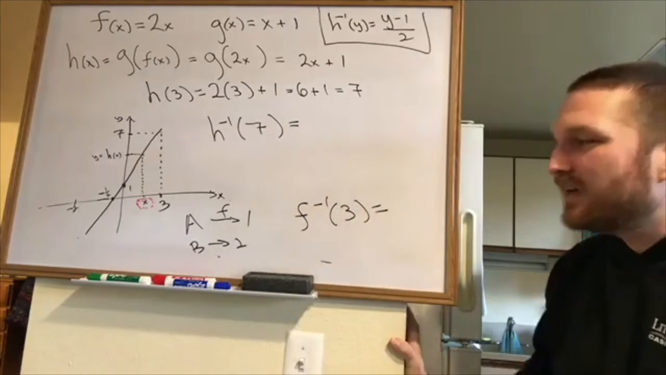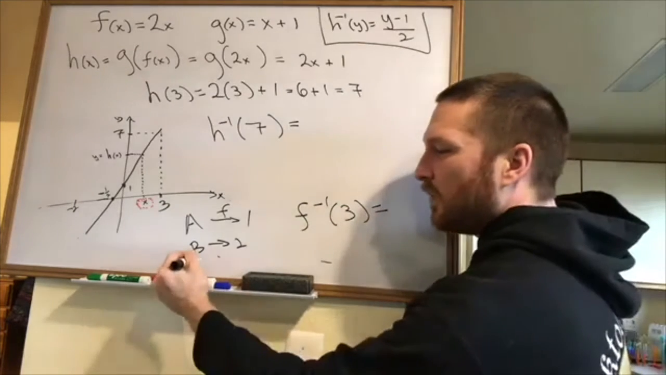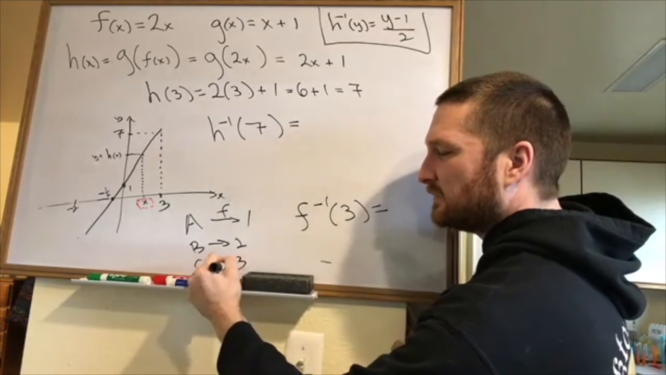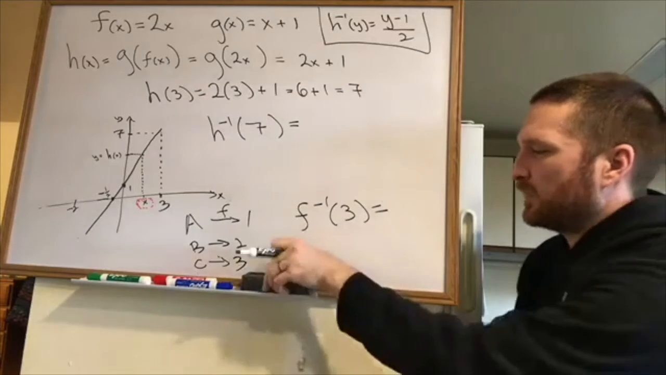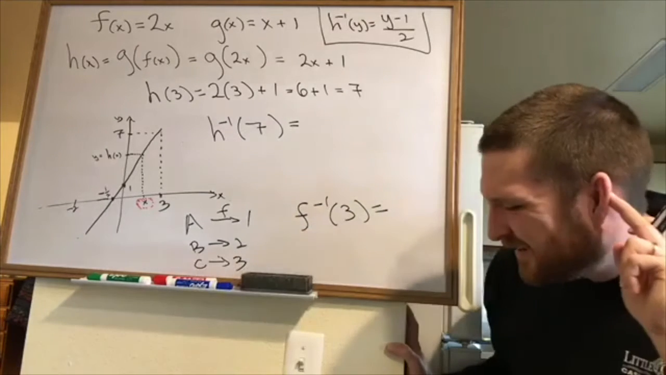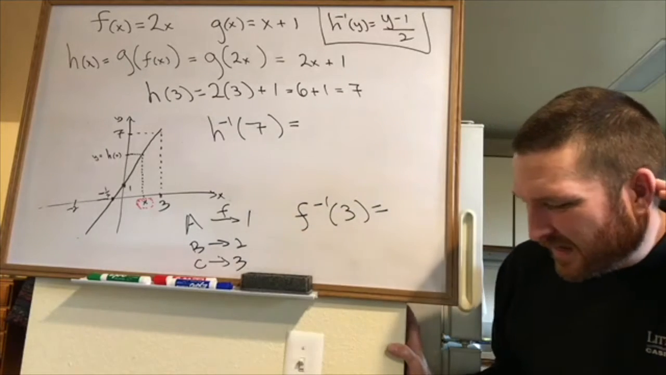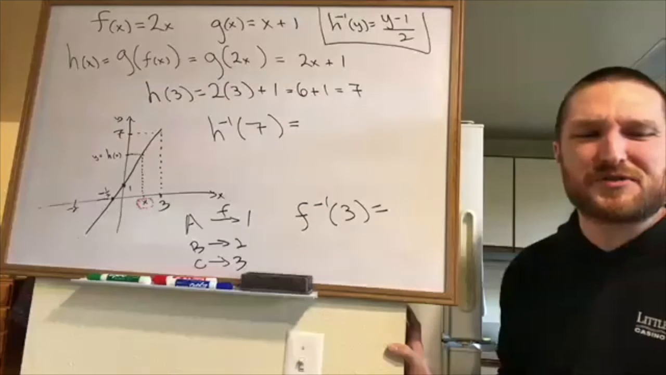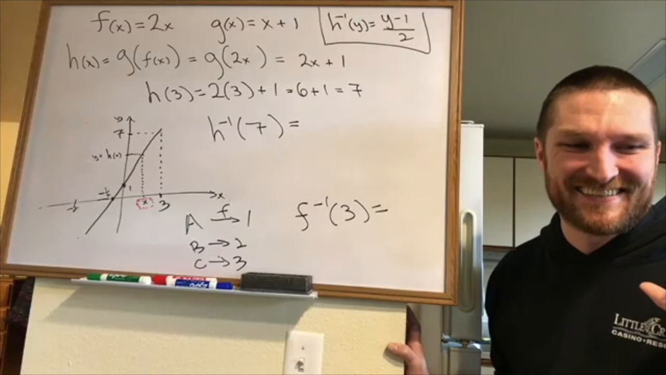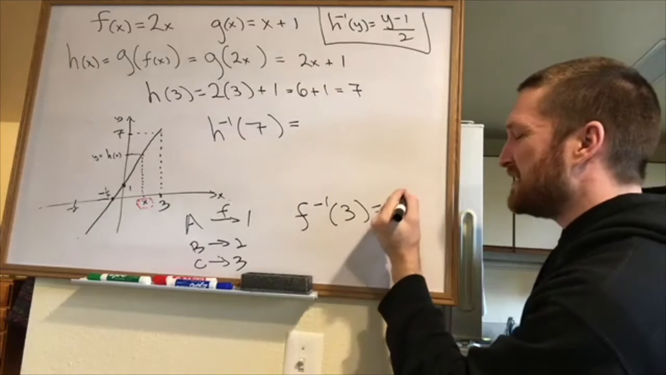You said, what was it? Say again? You kind of cut out. I'm assuming you said C, the letter C, right? Yeah, okay. You cut out right there.